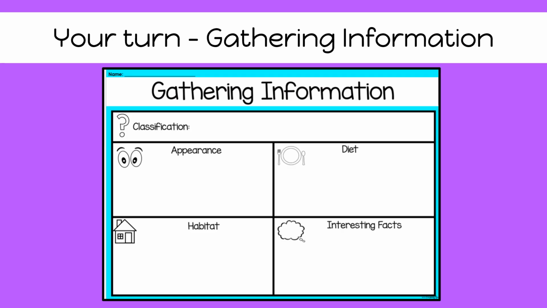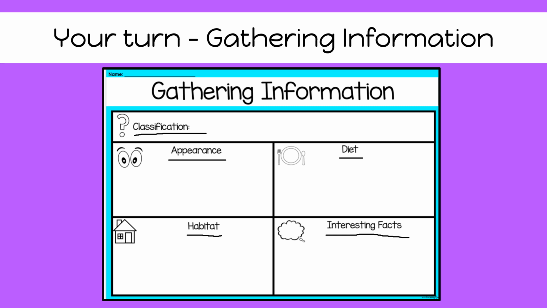Now it's your turn to gather and write some information yourself. So today you're going to pick an animal. You're going to write a classification about it. You're going to write a short sentence about its appearance, what it looks like, a short sentence about its diet, what it eats, a short sentence about its habitat, where it lives, and another short sentence with an interesting fact about your animal.